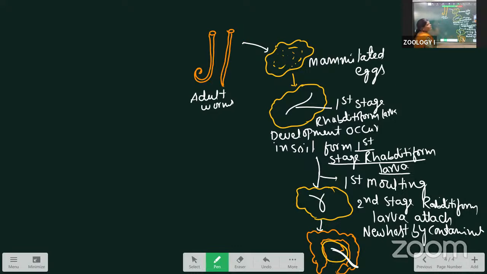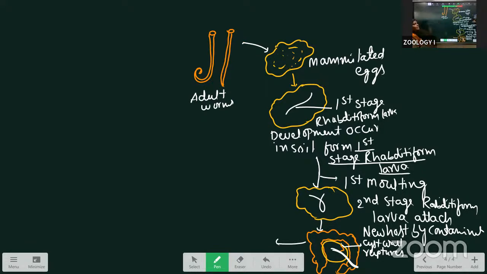The small intestine produces enzymes. With those enzymes, the cyst wall is ruptured. Here, the cyst wall is ruptured. The released larva undergoes extraintestinal migration, meaning they come out from the small intestine.